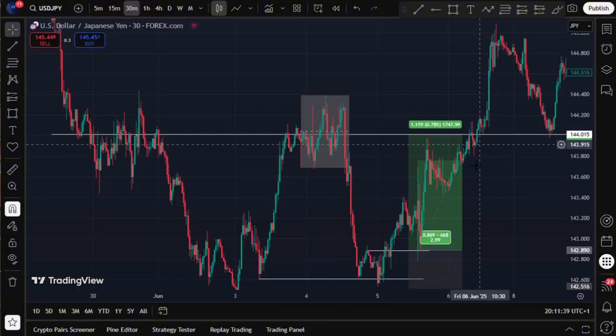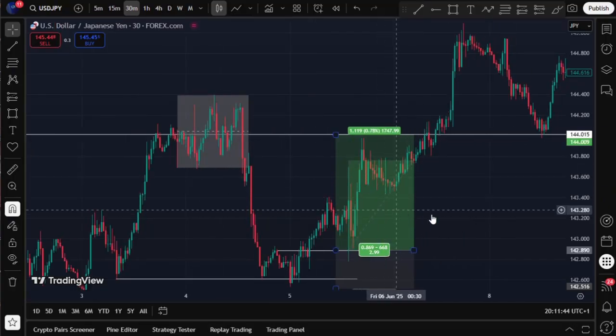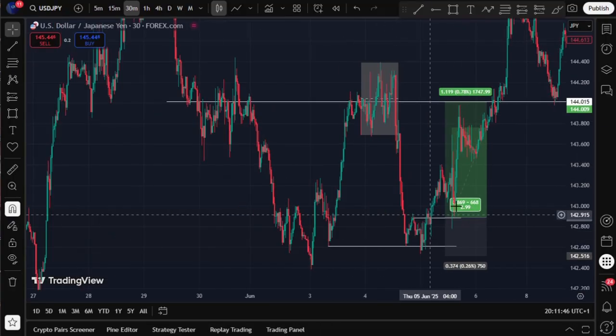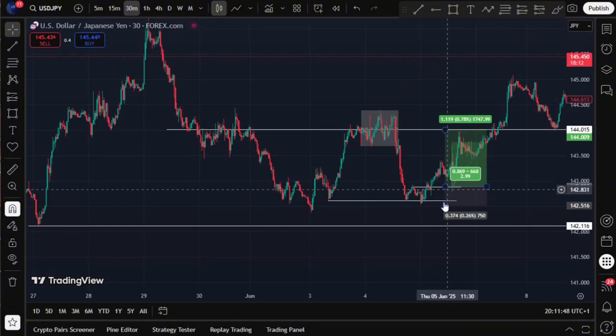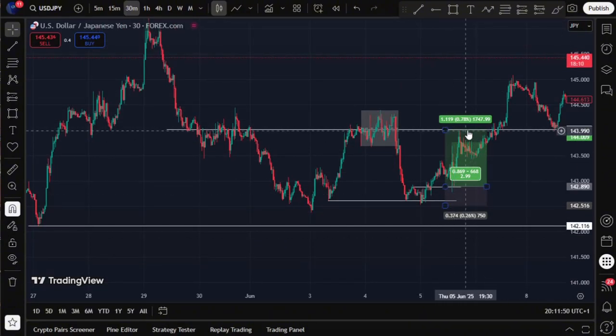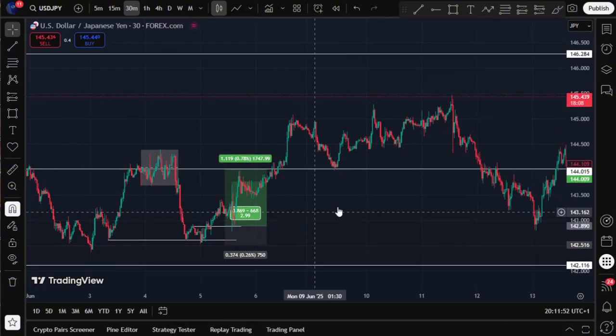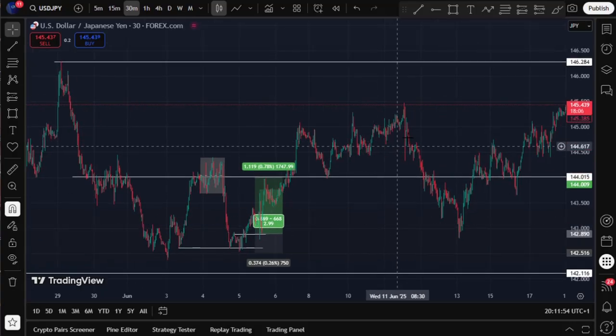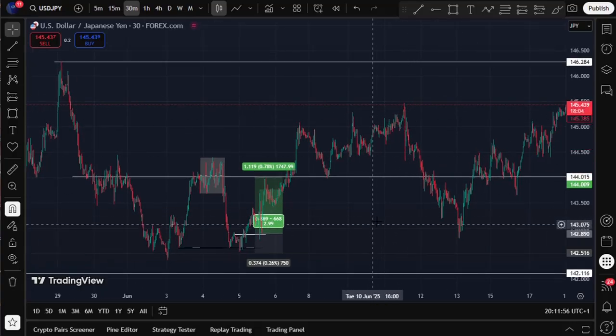But in this condition, we want to target just the 50% of the range, and you can see how effective this is. You just take your position down here because this is below the 50% of the range, and you can target up here.